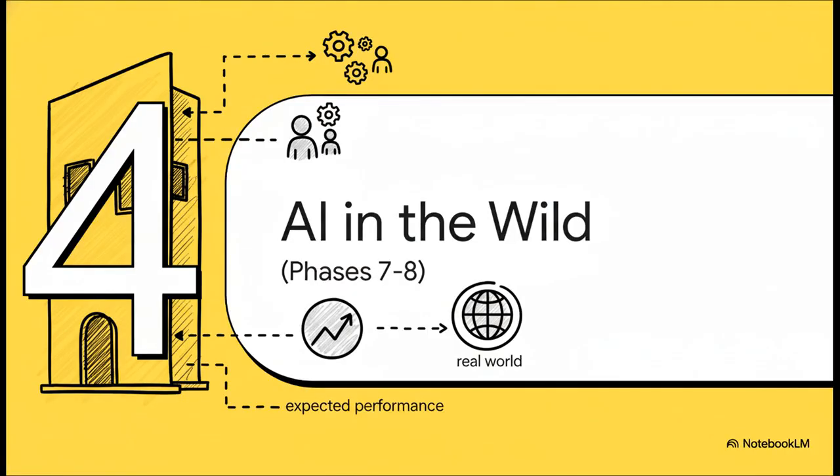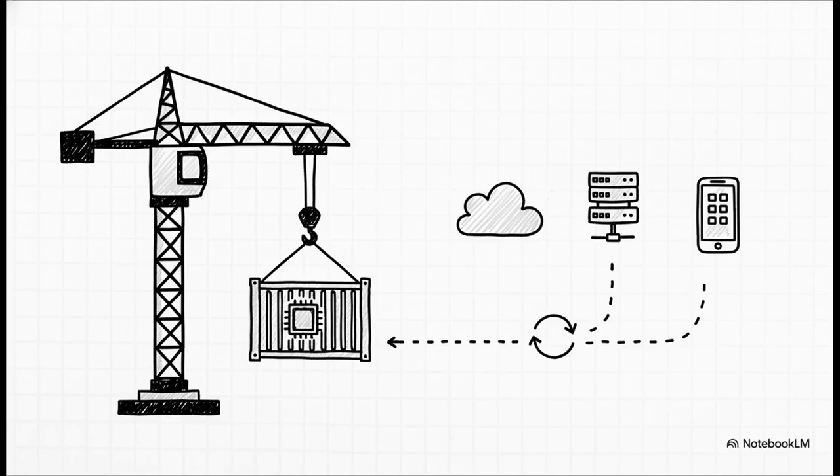Okay, so our AI engine is built, it's tested, it passed its exams. But a building isn't very useful until people can actually go inside and use it, right? This next section is all about deployment, releasing our AI into the real world and making sure it stays on track. Deployment is basically where the digital crane lifts our model into place.